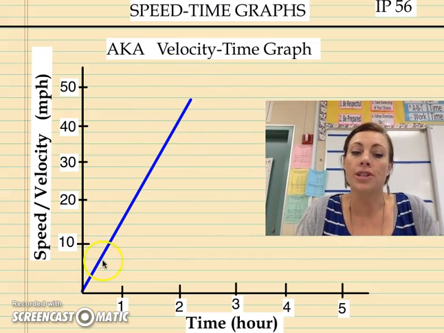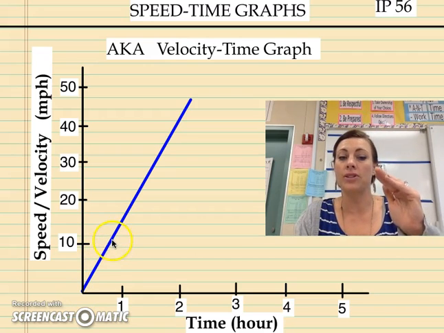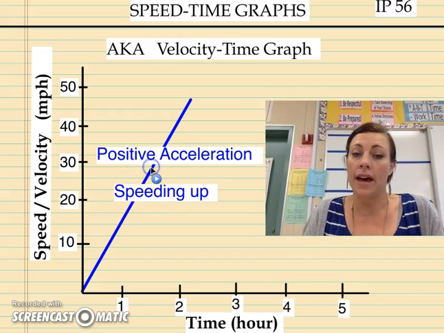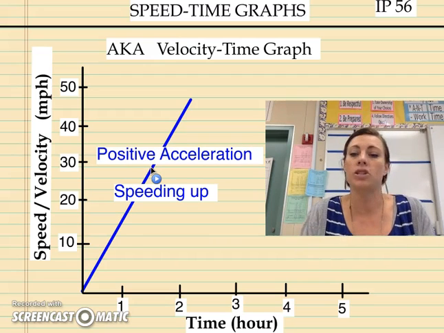Now, if the car's speed is increasing, it was going 0 miles an hour, it was stopped at first, then it was accelerating to 10 miles an hour, 20 miles an hour, 30 miles an hour. It was accelerating by speeding up, and we know that that is called a positive acceleration. It is accelerating because it's speeding up.